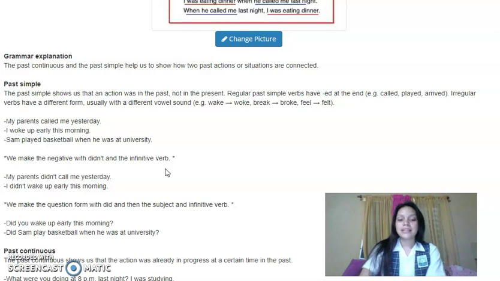We make the negative with didn't and the infinitive verb. We don't use the verb in past when we use did or didn't. For example, my parents didn't call me yesterday. I didn't wake up early this morning.